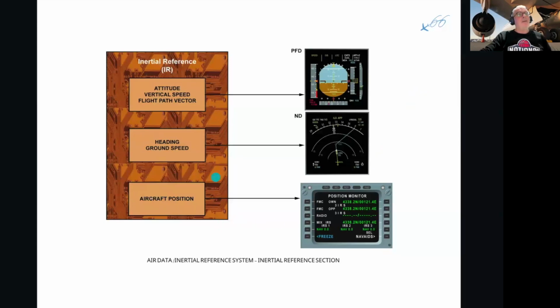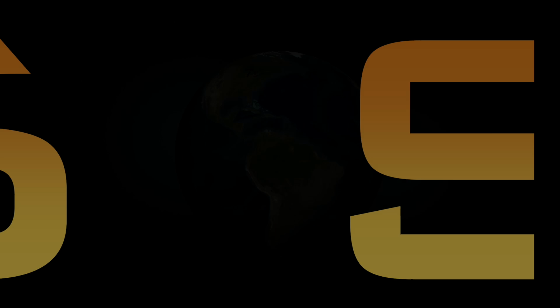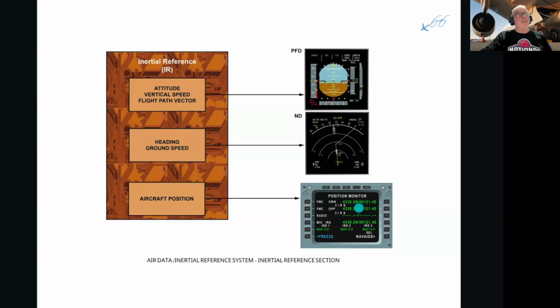So not only do we have the aircraft position through the 3 IRs, we also have a position monitor, the comparison of all 3 IRs, which compare themselves with the FMCs as well. And in the newer aircraft, we have GPS, which compare themselves with the GPSs as well. All right, so we have a lot of systems here for position determining.